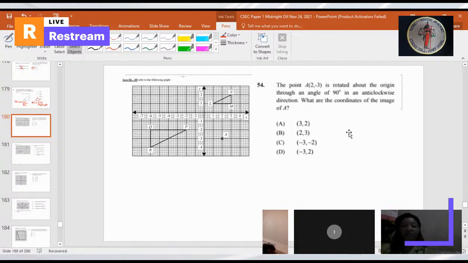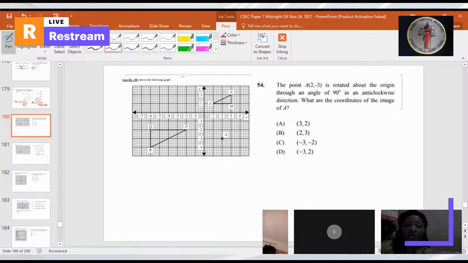Number 54. The point A (2, -3) is rotated about the origin through an angle of 90 degrees in an anti-clockwise direction. What are the coordinates of the image of A? So this is A right here. It is at (2, -3), right?